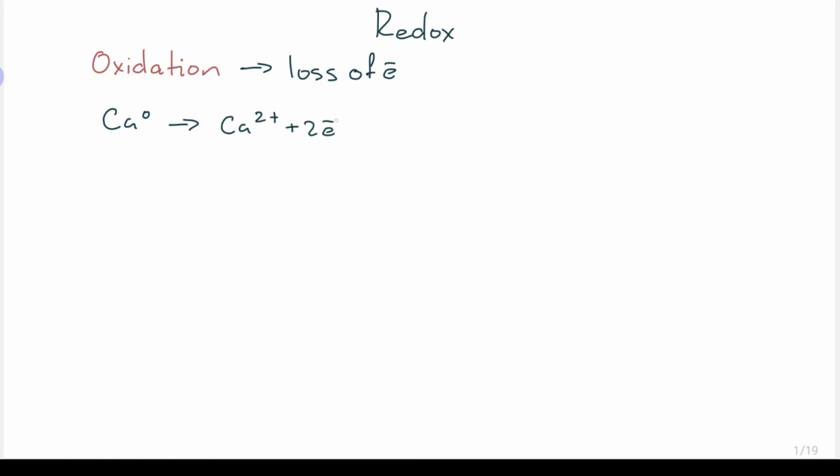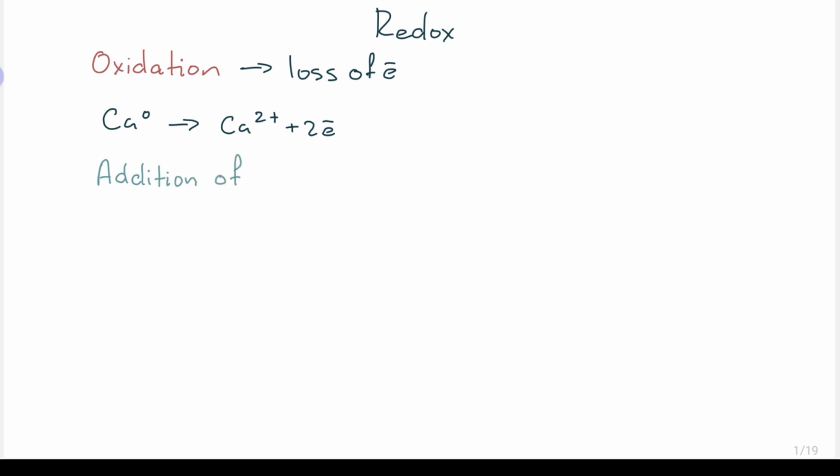Hi guys, so let's discuss the topic of redox. Redox is a combination of the two words, reduction and oxidation. Oxidation is a process of losing electrons. Usually metals act as a reducing agent that will donate electrons. Here you can see an example when calcium donates 2 electrons with the formation of the calcium ion.